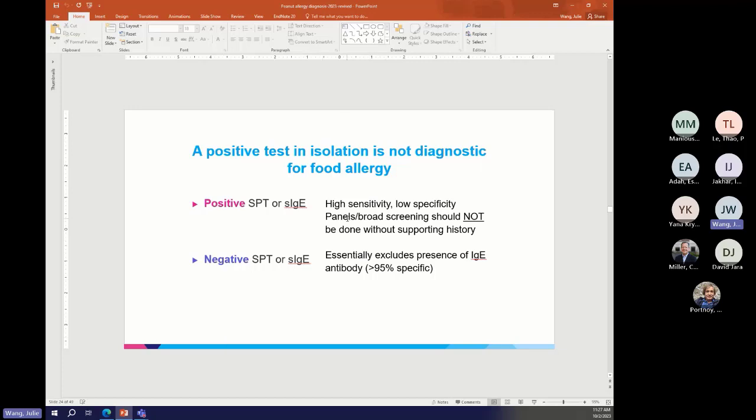And that's why the general recommendation is that panel testing and broad screening should not be done without a supporting history, because you're going to label extra people with peanut allergy than who in fact do have peanut allergy. On the flip side, a negative test essentially excludes the presence of IgE-mediated allergy to that food. So a negative test is quite helpful.